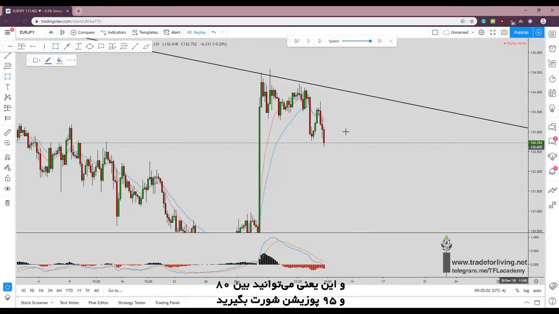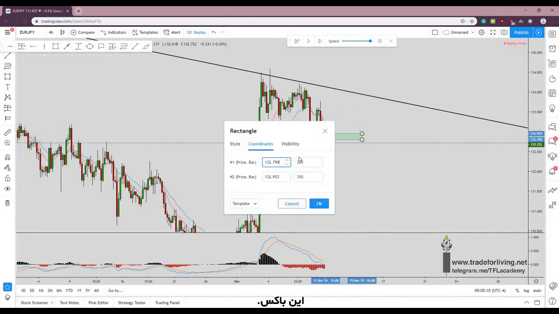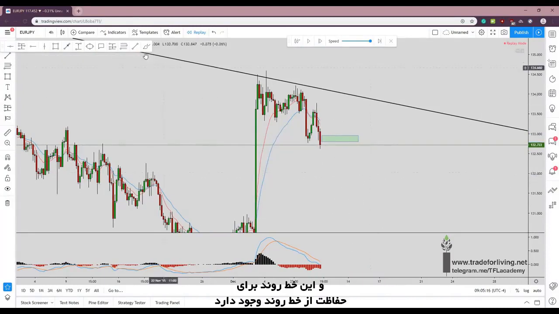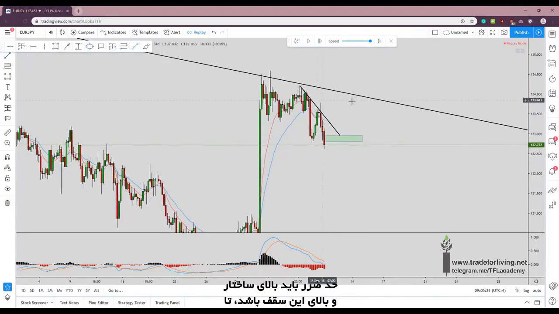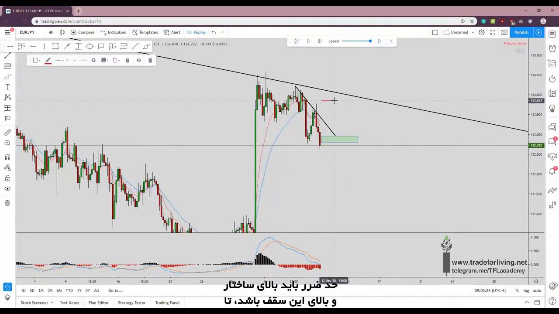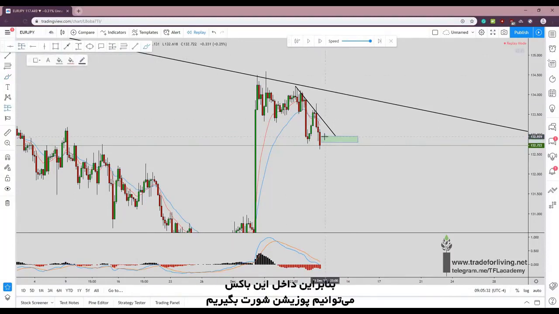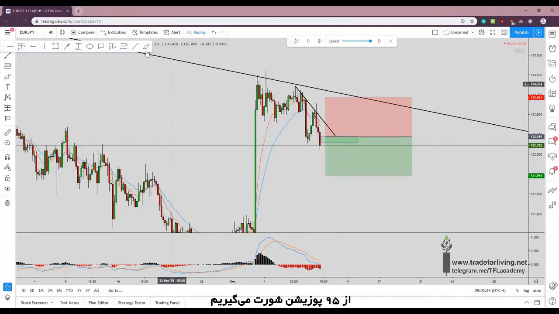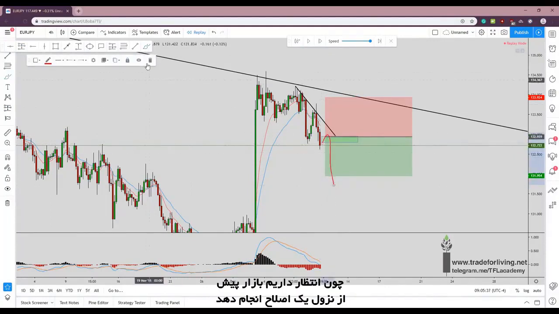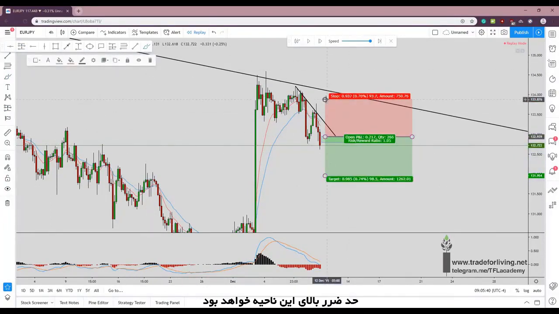Now if you look at the numbers, the price is 132.72. What this means is that you can take short in between the 80 and 95 area, so basically this box here. You will also have this trend line to protect your stop loss, which must be above this structure. Your stop loss must be above this high to be 100% sure that if it hits, the market has created a higher high. So we can take short inside of this box. Let's take short from 95, since we can expect the market to make a retest before continuing to the downside. Stop loss will be above this area.